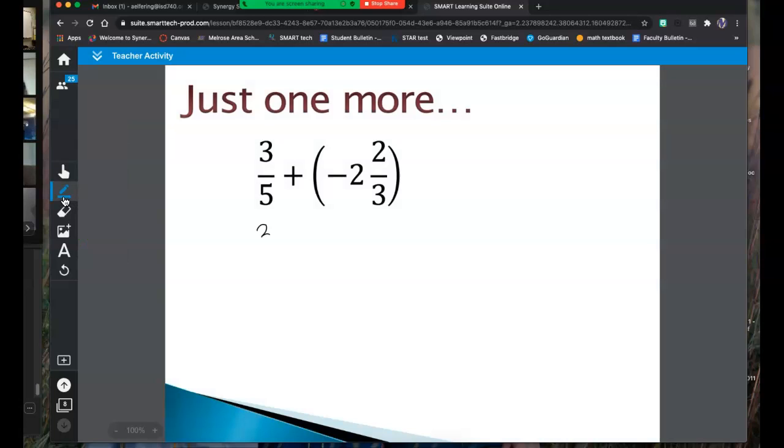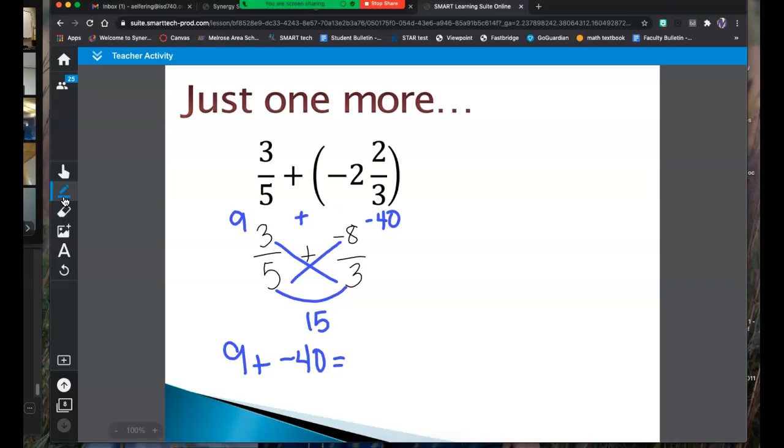We'd have 3/5 plus, this would be negative 8 over 3. Then you're going to use your butterfly method. And you don't necessarily have to circle. Sometimes you can just draw the lines, right? 5 times negative 8 is negative 40. 3 times 3 is 9. 5 times 3 is 15. Here's where I said you have to be careful with negatives. On the top, I have 9 plus negative 40.